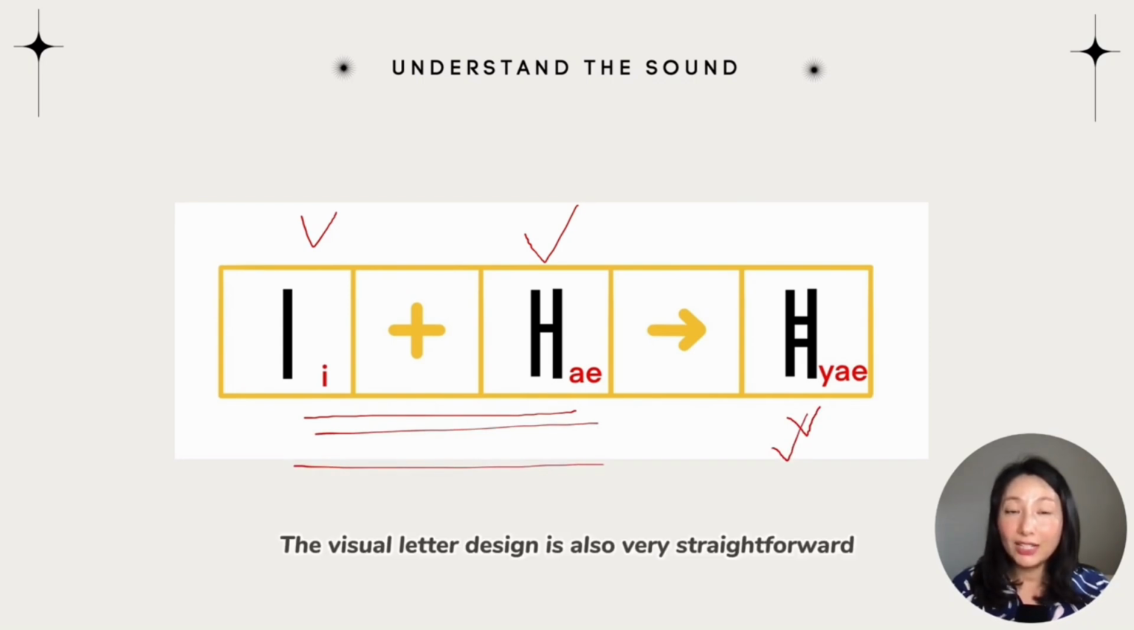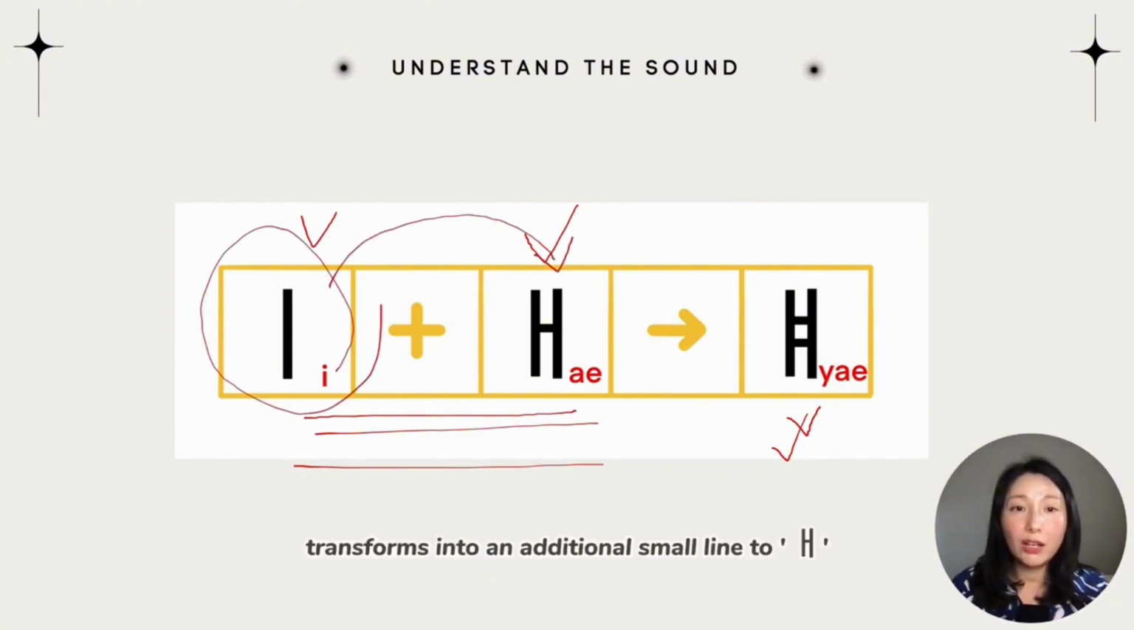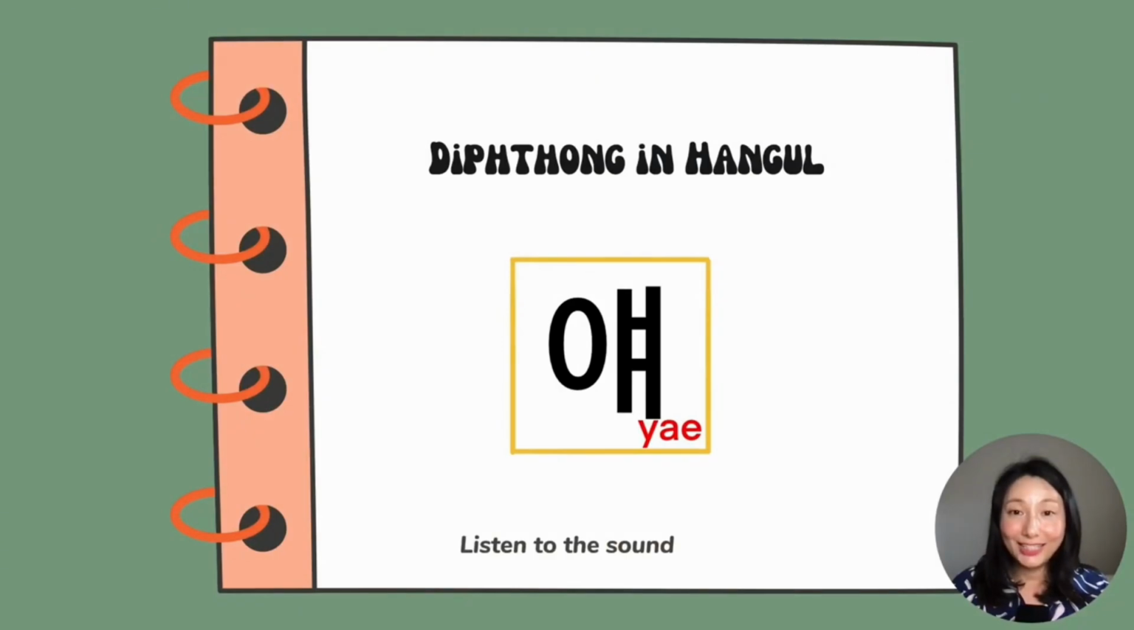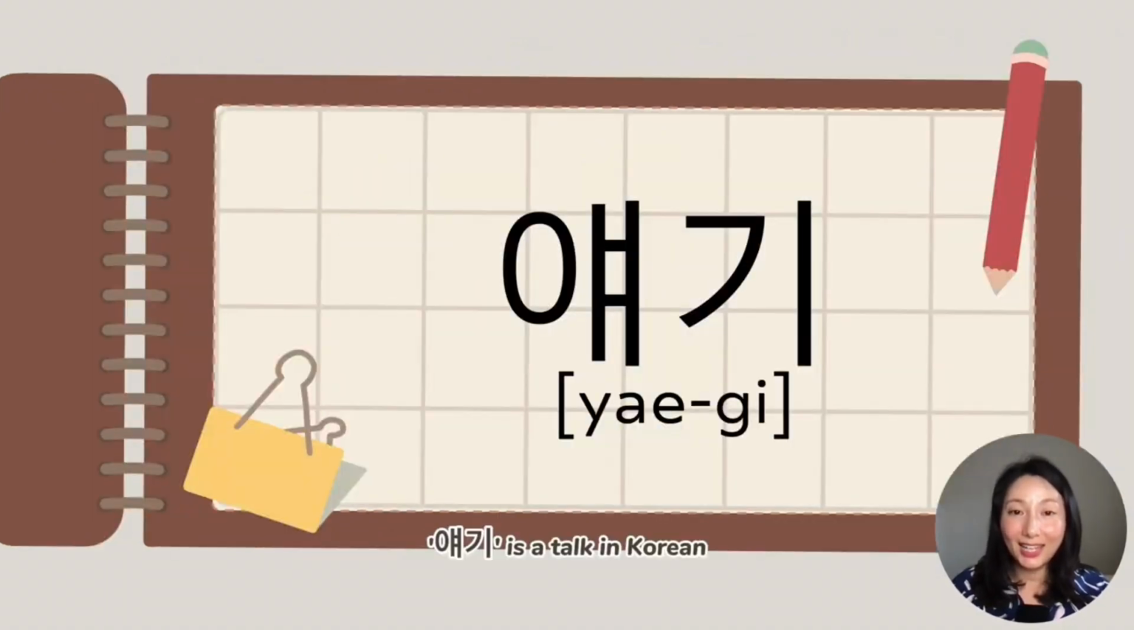The visual letter design is also very straightforward. The character E transforms with an additional small line to 에, forming 예. Listen to the sound and pay extra attention to the shape of my mouth. 예, 예, 예. We have this word that starts with the vowel 얘. 얘기 is a talk in Korean.